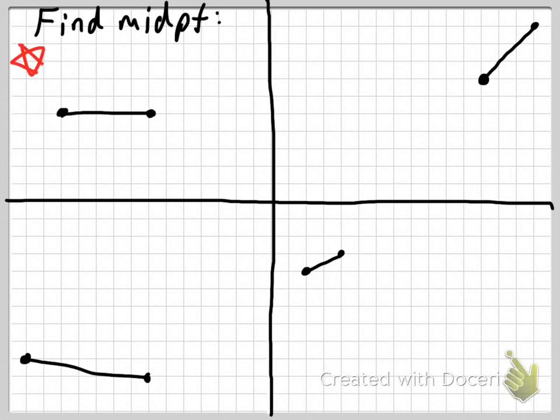Now if it's a segment that is already going in a straight line, we can count sometimes. So if we count here, let's see, 1, 1, 2, 2, and then we see that they're going to meet right here in the middle. So that's where our midpoint should be. Well, let's actually use the formula to figure it out.